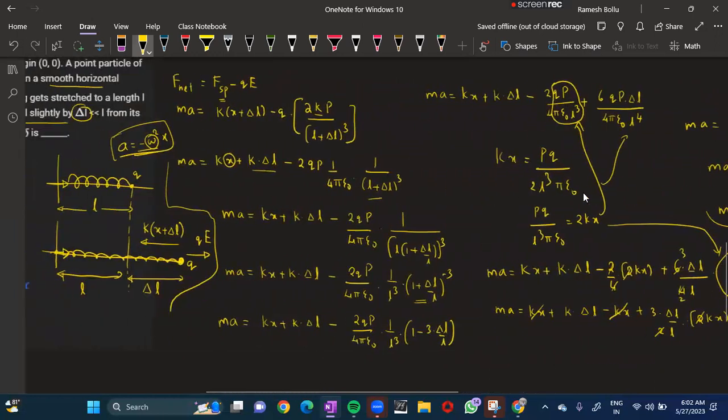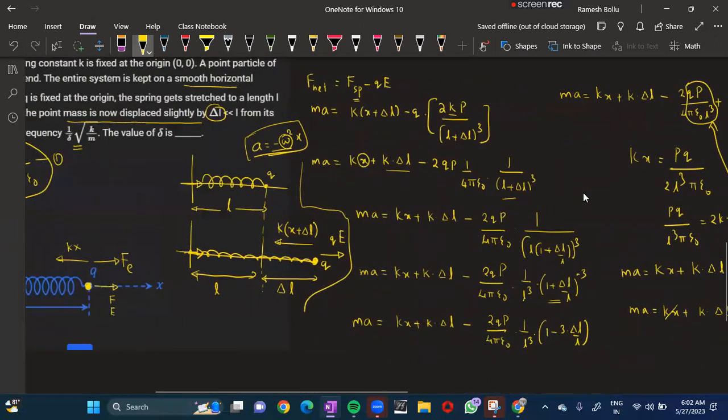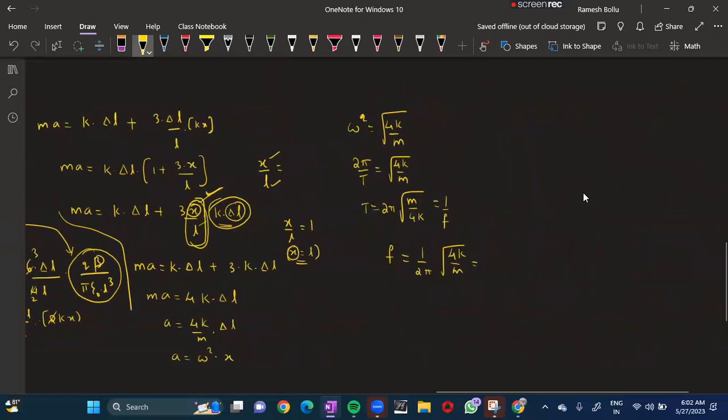F value given in the data, F value equal to 1 by delta into under root of K by M. 1 by delta into under root of K by M is given. K by M cancels out. So 1 by 2 pi into root 4 means what? 2. That equal to 1 by delta. 2 cancels out. So delta value 5 is your final answer. 3.14.